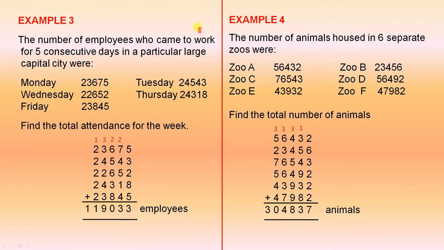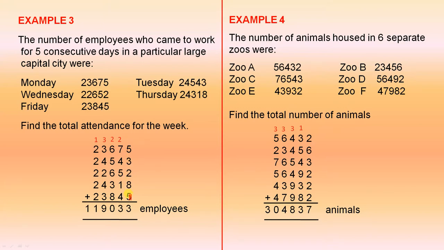Example 3. The number of employees who came to work for 5 consecutive days in a particular large capital city were, from Monday to Friday, these numbers. Let's check that they're correct. That one's correct. Correct. Yes, yes and yes. So you always have to check that you've written down the correct numbers.